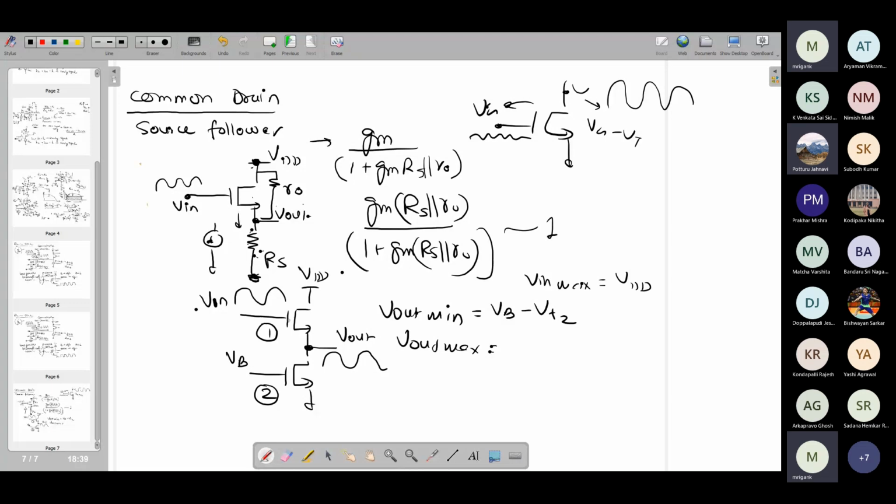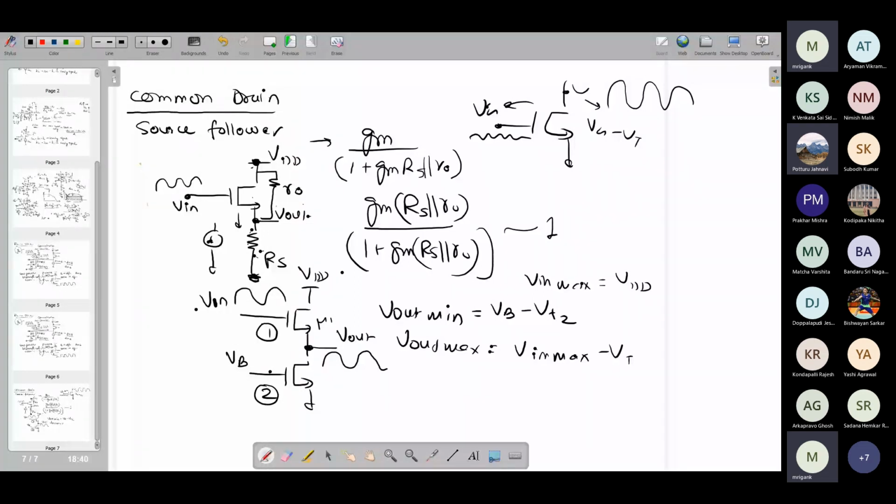Ultimately, you can size this transistor up. M1 you can keep large so that VGS becomes close to VT, and in that case V out max is simply V in max minus VT. So that is the story. In order to maximize the swing, I have two options. I can increase the W by L of M2, and I can also increase the W by L of M1. Both of them will help me get a larger swing. That is okay.